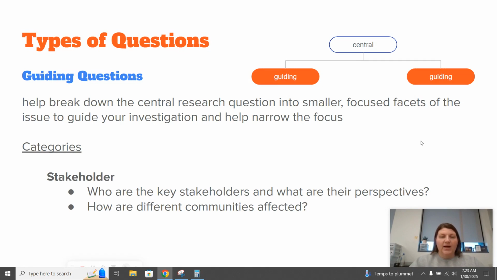So some questions to ask would be, who are the key stakeholders and what are their perspectives? So what's their point of view? What's their experience like? And how are different communities affected? So like, how is the Hartford area affected versus another city in the state, if you're using a local or regional issue. How is the United States affected versus how is another country affected, right? Or how are these two countries affected versus how another set of countries have been affected? That way you can start getting some ideas for what has been tried before and worked or not worked so that you can work towards your solution.